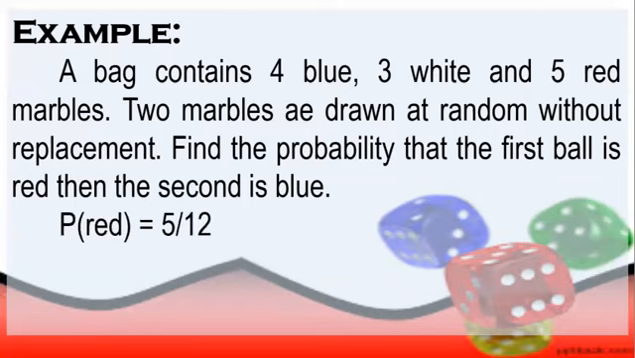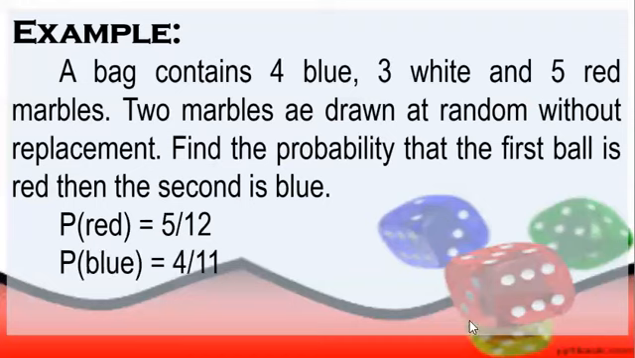And then next po, identify po muna natin yung event A natin. So our event A here is, yung first ball daw po ay red dapat. So ano yung probability na red marble yung mabubunot natin? So ganun pa rin po, ilan lahat yung marbles? We have 12 marbles kasi we have 4 plus 3 plus 5. And then since we have 5 red marbles, so that will be our numerator.